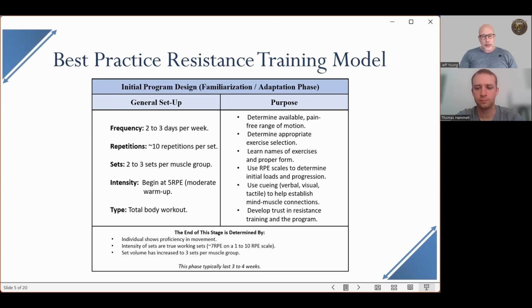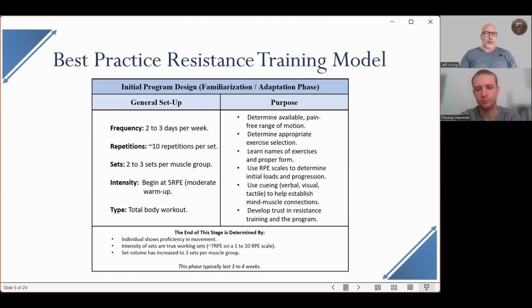And it typically only takes about, for most people, there's always going to be outliers, but for most people, this phase really only has to last 3 or 4 weeks. And the way you determine the end of it is that number one, they're showing proficiency in movement. So in other words, they understand proper form for the exercises that you're including in the program.